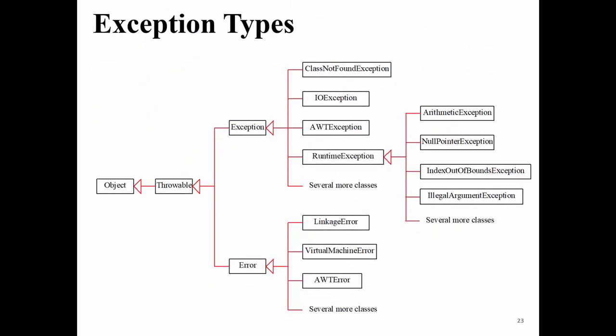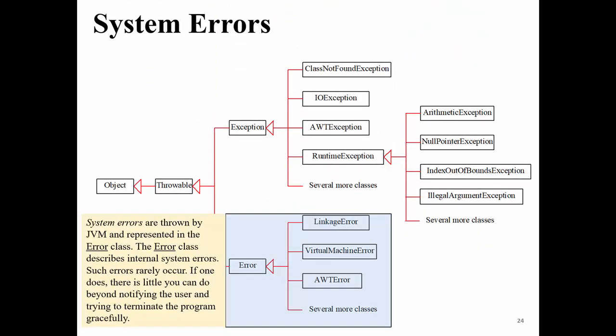If you look at the exception tree inside Java, you will find that everything is coming from object. Then we have throwable objects, and then we have two categories. The first category is the error, which is related to the system error. That is coming from the Java virtual machine. And this error describes the internal system errors.